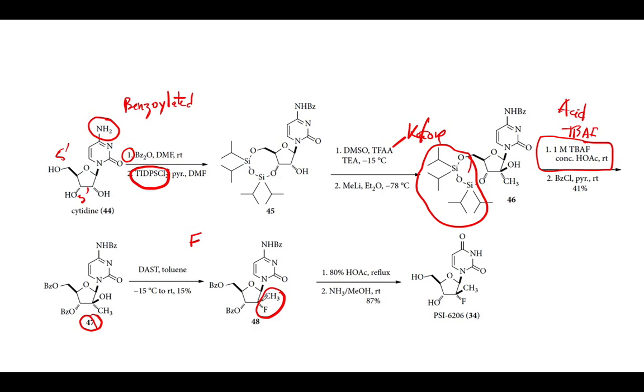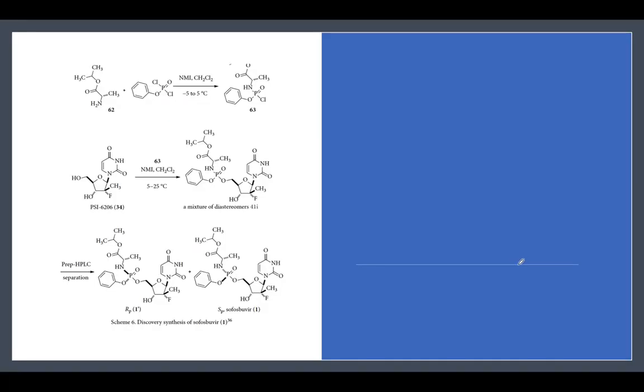Now the yield is not really great. It's a 15 to 20% type of yield, because there is also E1 elimination of the alcohol that can take place and give us a major byproduct. Okay, and finally you have deamination by refluxing in 80% acetic acid, followed by removal of the benzoyl protecting groups here, to give us compound 6206. Now, compound 6206 is then going to be converted to the prodrug.